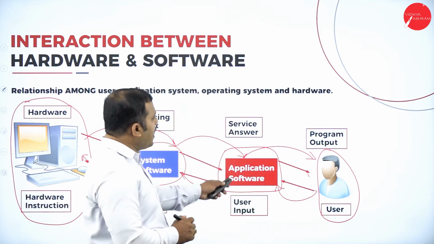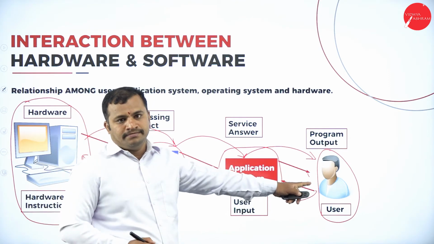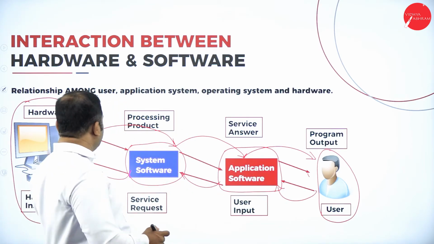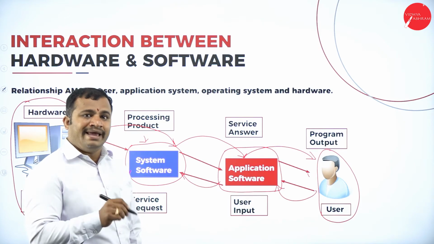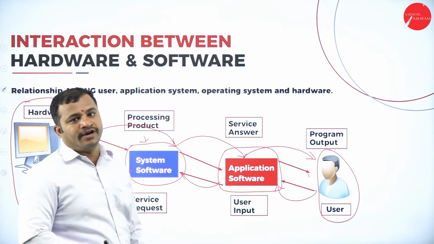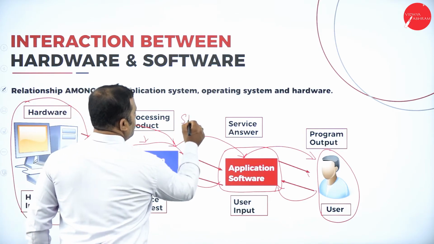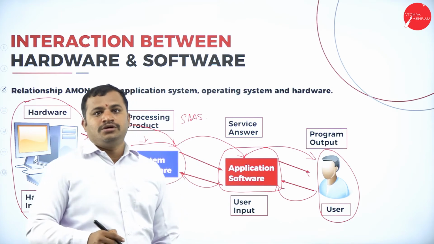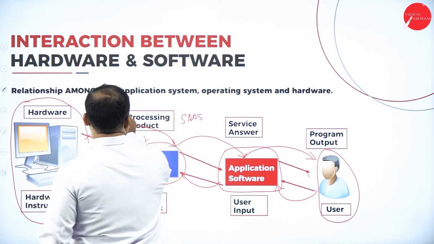So, by looking at this diagram, you will see that there is no direct interaction between the hardware and the user. So, which software lies intermediary between user and the hardware? The system software. This system software is mainly responsible for interacting with hardware devices as well as with software services, also called system as a service. I will call it system as a service.